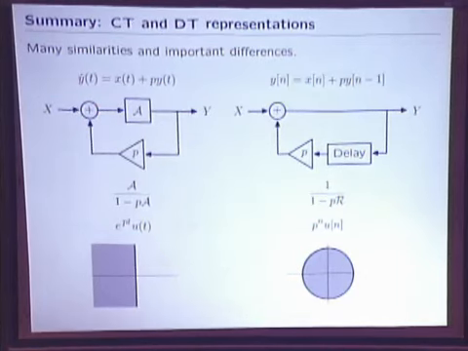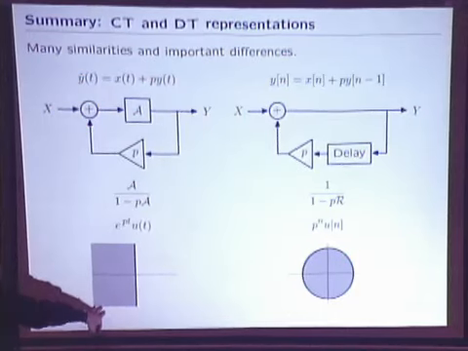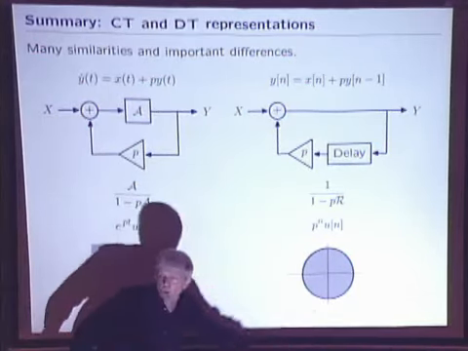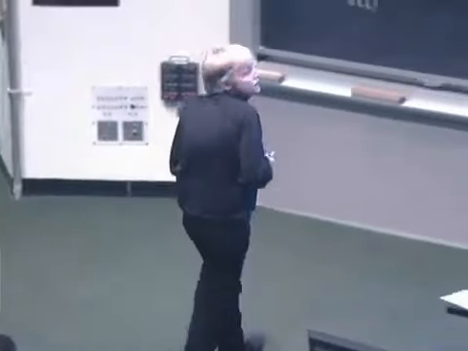And we got different kinds of regions of convergence. Signal converges for poles in the left half plane. Signals converge for poles inside the unit circle. Same idea, but some differences.